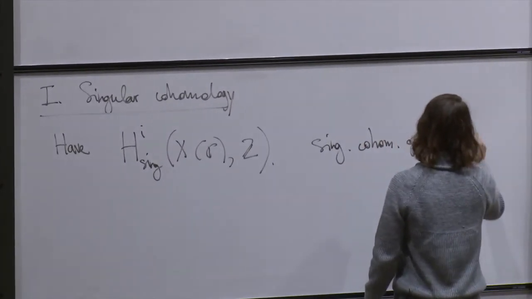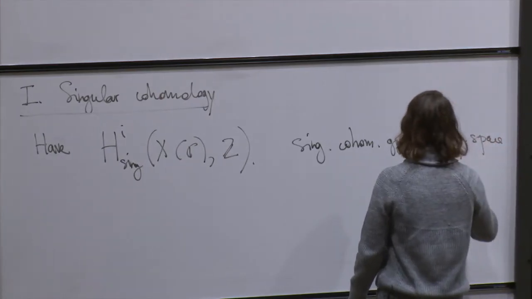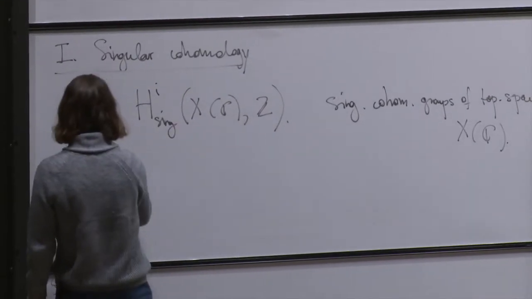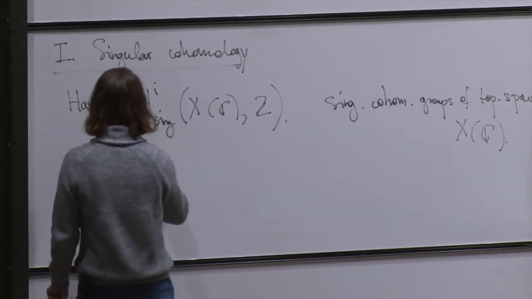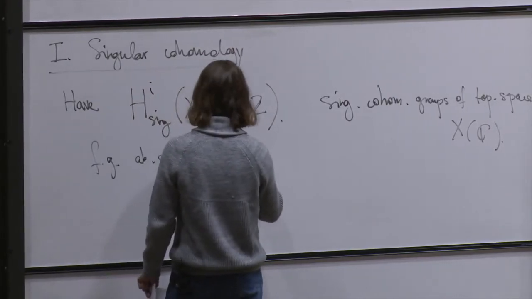And this really just depends on the topological space X of C. So these are very nice objects, so they are finitely generated abelian groups. They have Poincaré duality, etc. So very nice guys.